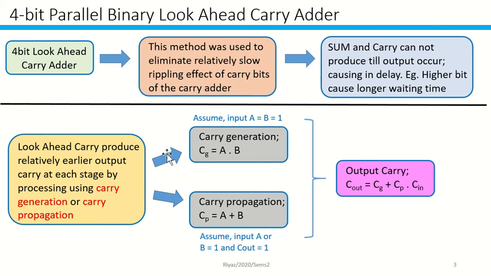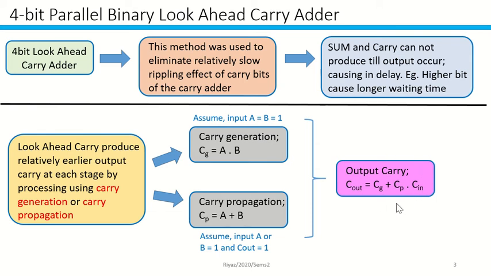For the carry generation, you need to assume the inputs A and B are both 1. So that's why the carry generation CG equals A dot B. While for the carry propagation, you need to assume the input A or B equals 1 and C out is 1. So that's why you have CP equals A plus B. With both of these, you're going to have an output carry at each full adder by the formula CG, which is A dot B, plus CP, which is A plus B, and the C in.